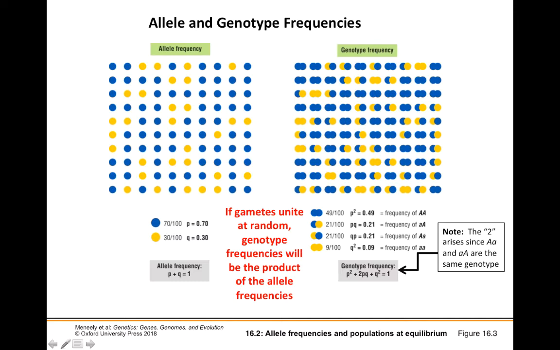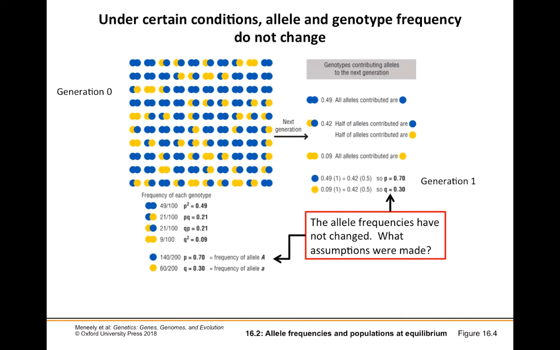And one of the things that we know about Hardy-Weinberg equilibrium is that if you don't have anything unusual going on in your population, these allele frequencies won't change over time. And as a result, the genotype frequencies won't change over time. So from generation to generation, you end up with the same allele frequencies over and over and over again.